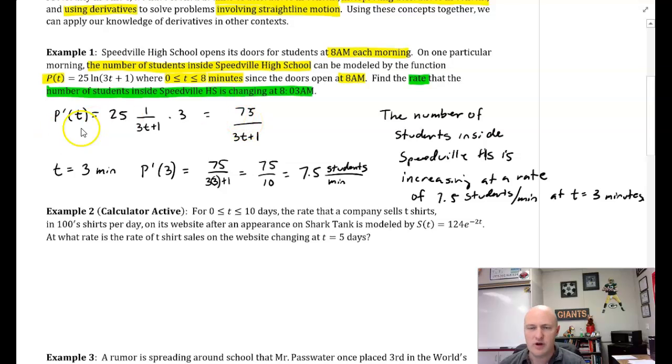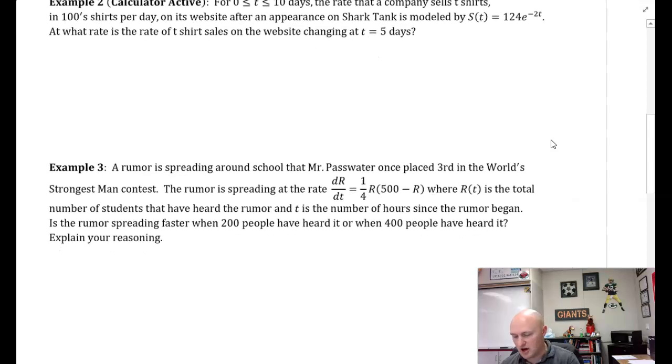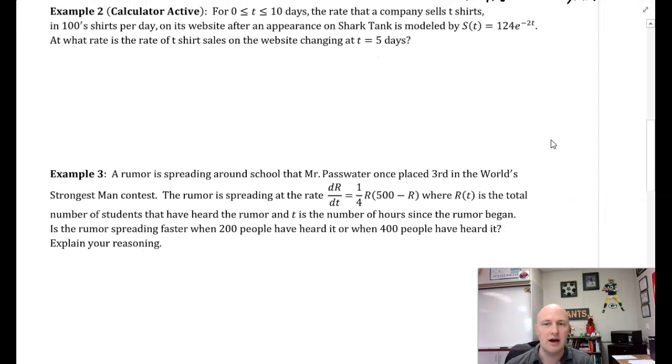Okay, remember, whenever it's asked you what the rate is, you want to talk about what it is in context. Say if it's increasing or decreasing, include at a rate of, include those units, and then as well as state what the independent variable time is. Okay, these questions, the rate questions, often on the AP exam are calculator active. They come in the first or second free response question. So here, example 2, we note that this is a calculator active problem.